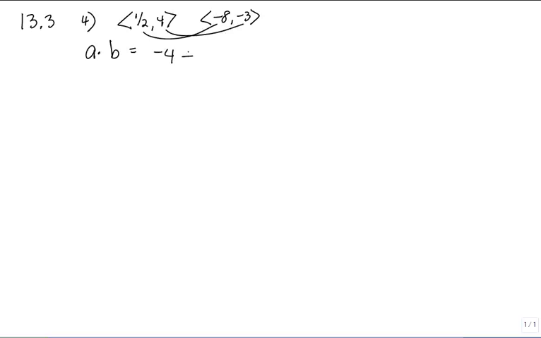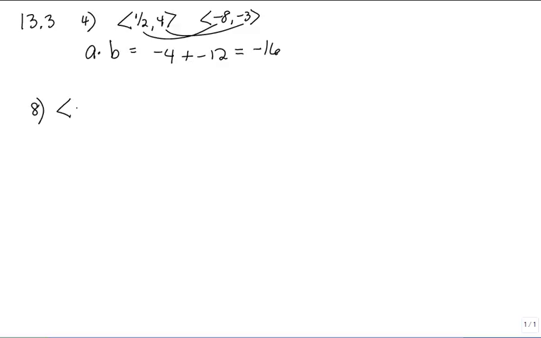All right, in 13.3, let's look at number 4. We have a half, 4 and the vector -8, -3. And I want to do A dot B. That's just going to be that times that plus that times that, and it's -16. Number 8.